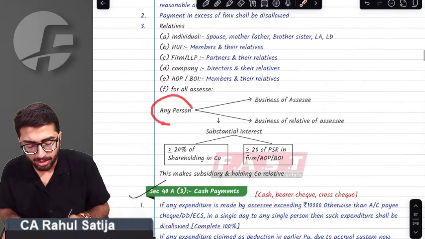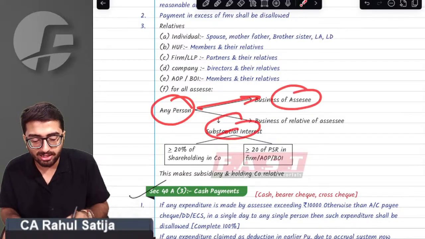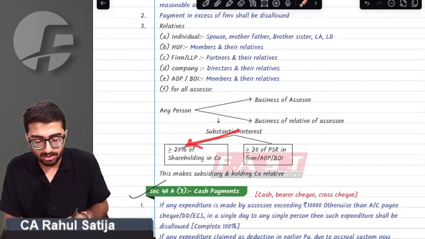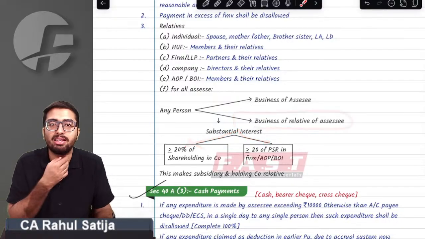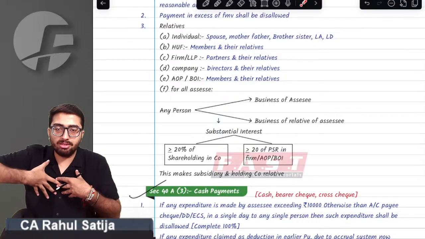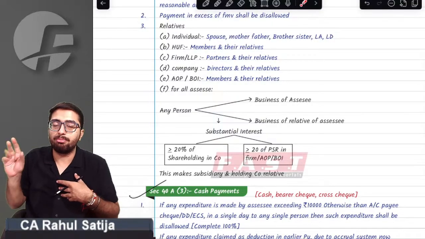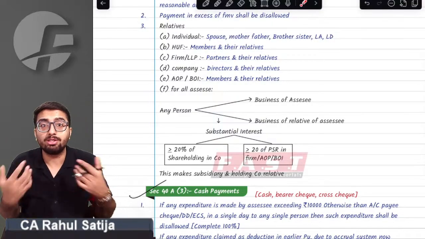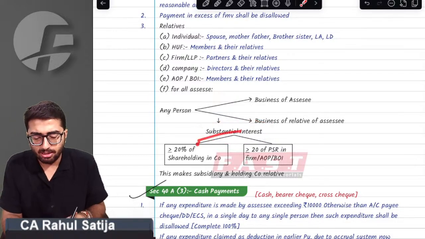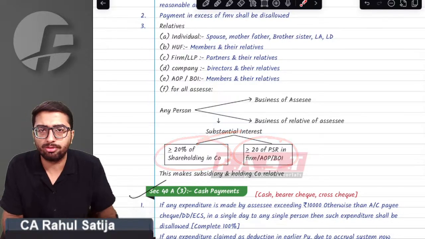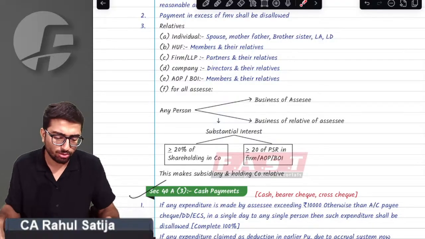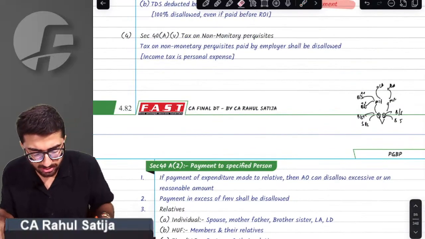Also, sir, the last point says if a person holds substantial interest in the business of the assessee or in the business of the relative of the assessee, he shall become a relative. If somebody is holding substantial interest in my business, or in the business of my relative, the provision says he will become my relative. Sir, it's simple. What does substantial interest imply? 20% or more shareholding or 20% or more profit sharing. This is the reason why parent and subsidiary become related. Is it clear? Yes, sir, absolutely clear.